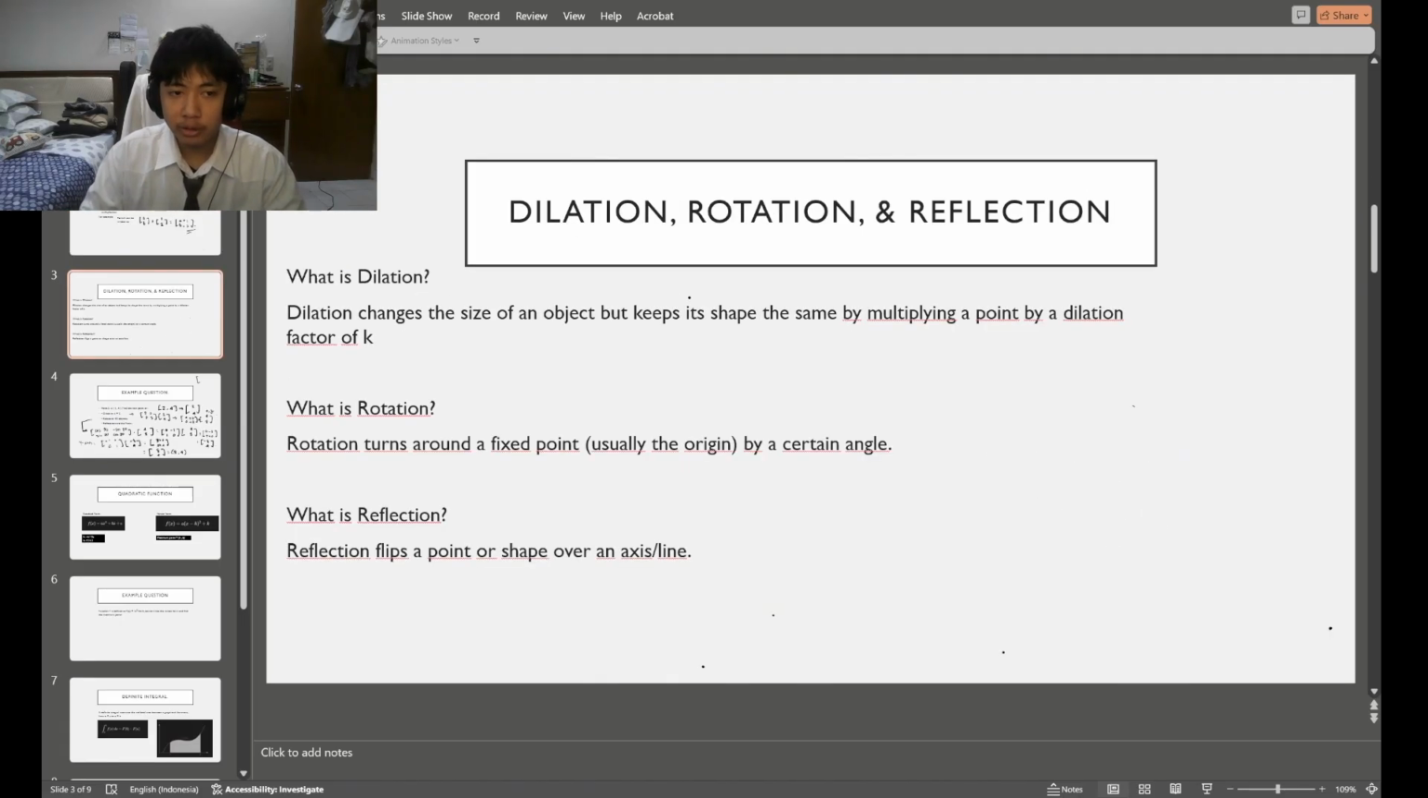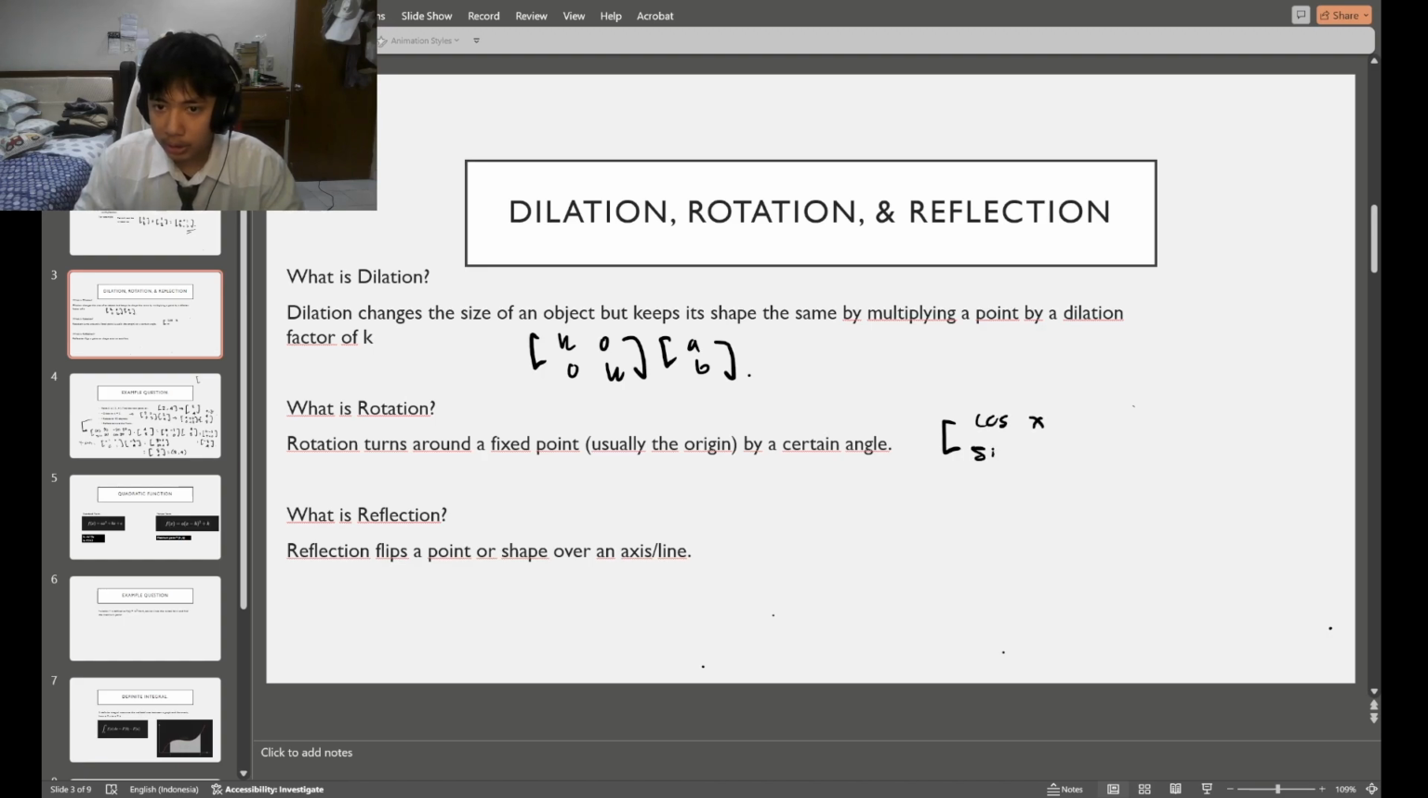First, dilation, we will multiply the point by a factor of k. The formula for this is the matrix k 0, 0 k, multiplied by a and b. Next, what is rotation? Rotation turns around a fixed point, usually the origin, by a certain angle. So the formula is cos x, minus sin x, sin x, cos x, and multiply by a and b.